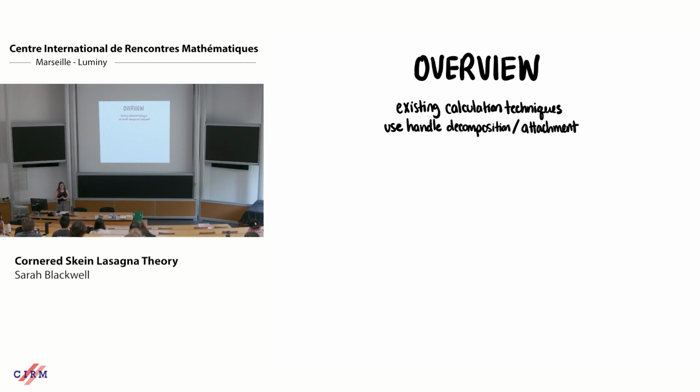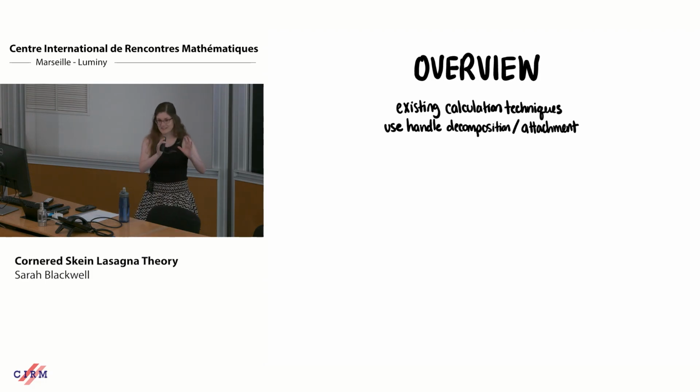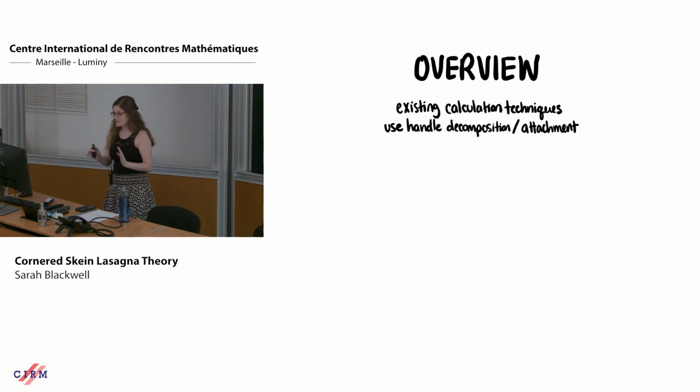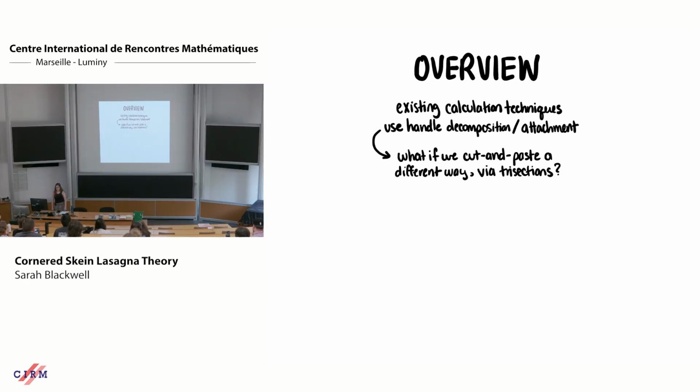Okay, so a lot of the existing calculation techniques, in particular this technique with Manolescu and Walker, use handle decompositions or attachments. In what they do, their main result is they show if I attach a 2 handle, here's how the Skein Lasagna module changes. It changes in some really nice way that we can relate to some other type of thing that we do know how to calculate. So that was very successful. So our idea for our project is, what if we cut and paste in a different way via trisections, and maybe we can come up with some ways to calculate other things that we haven't been able to do yet.